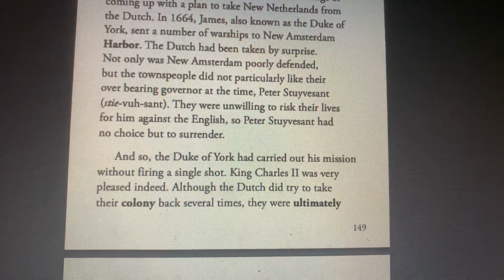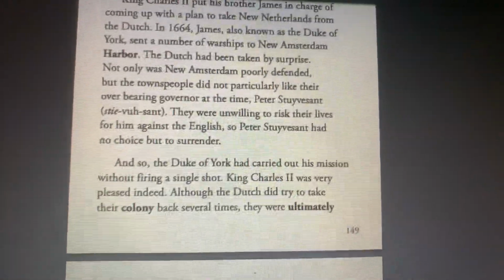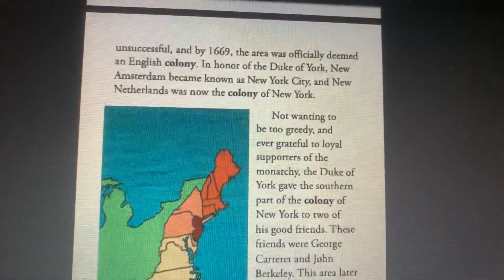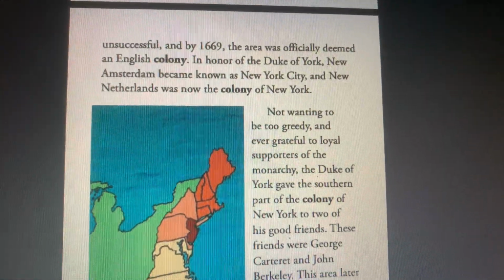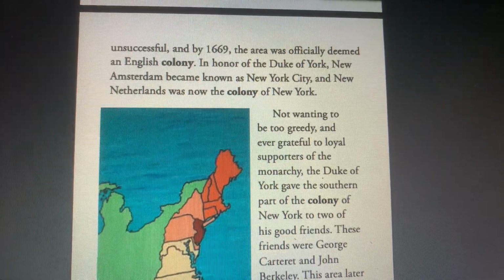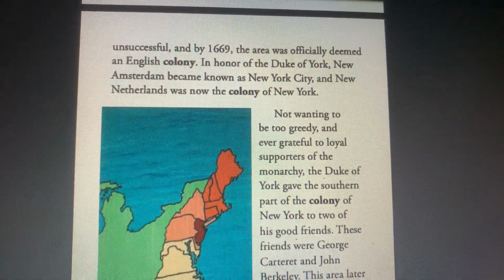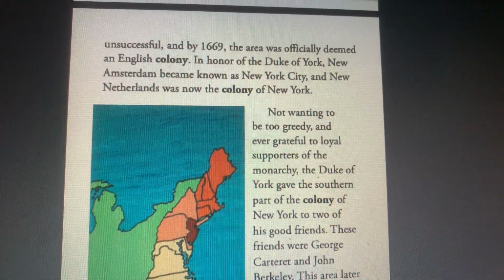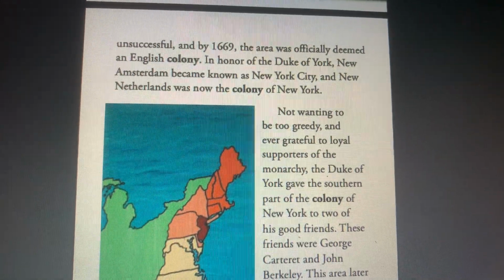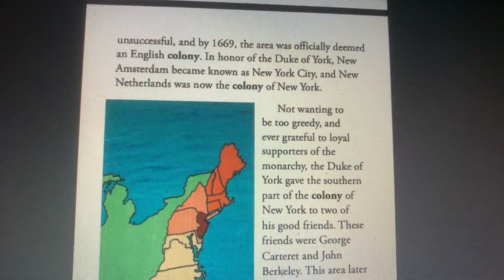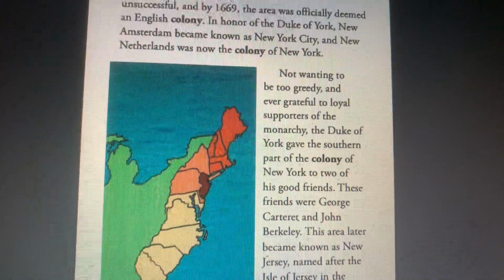Although the Dutch did try to take their colony back several times, they were ultimately unsuccessful, and by 1669, the area was officially deemed an English colony. In honor of the Duke of York, New Amsterdam became known as New York City, and New Netherlands was now the colony of New York.